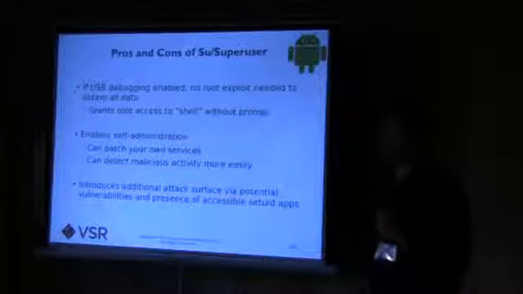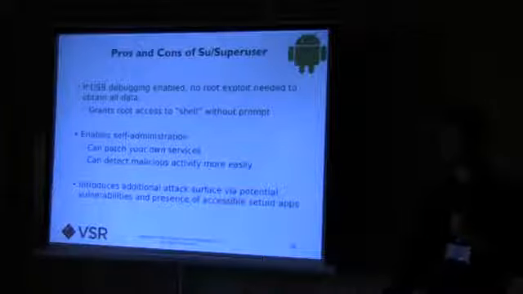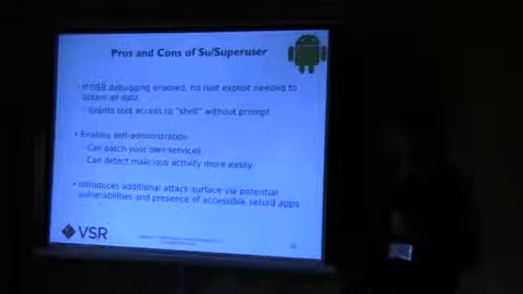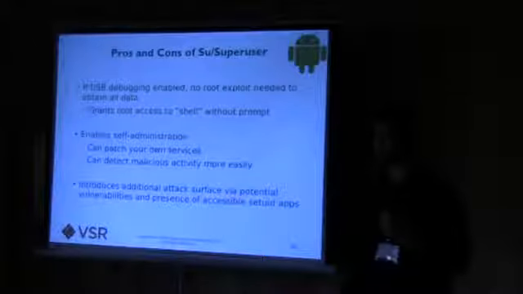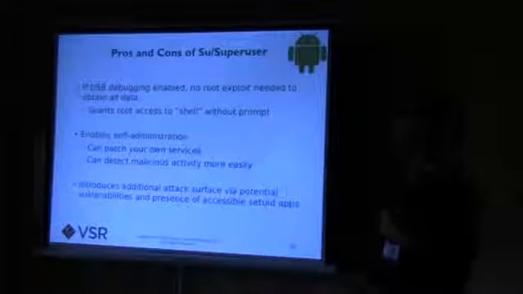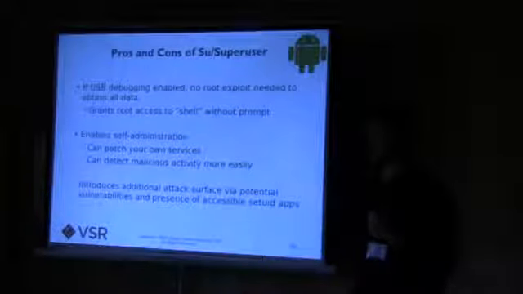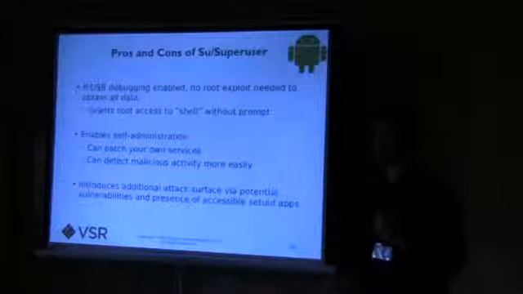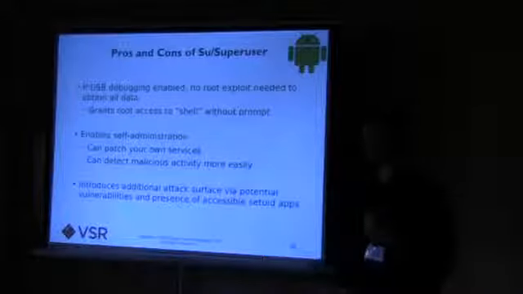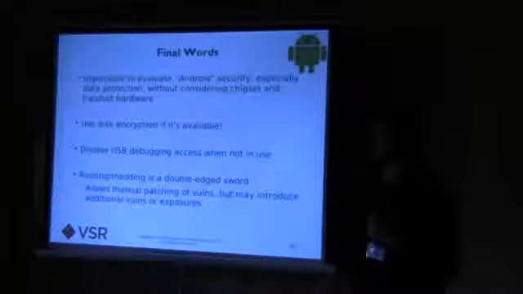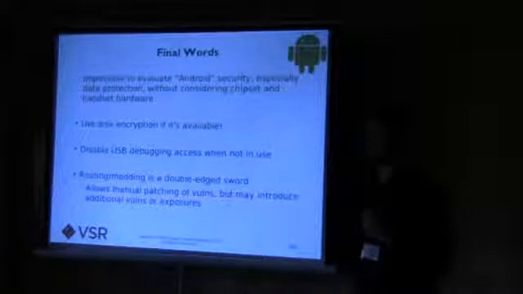So just wrapping all that up, if USB debugging mode is enabled and you have SU installed, an attacker no longer needs a root exploit to gain access to all your data. So that's definitely something to keep in mind. Having SU has its benefits. If you have root access on your phone, you can patch your own services. You can much more easily detect malicious activity. But typically, people don't do that. And then finally, it does introduce additional attack surface via potential vulnerabilities and the presence of accessible setuid applications. So that's about it. Just some final takeaway points from all of this.